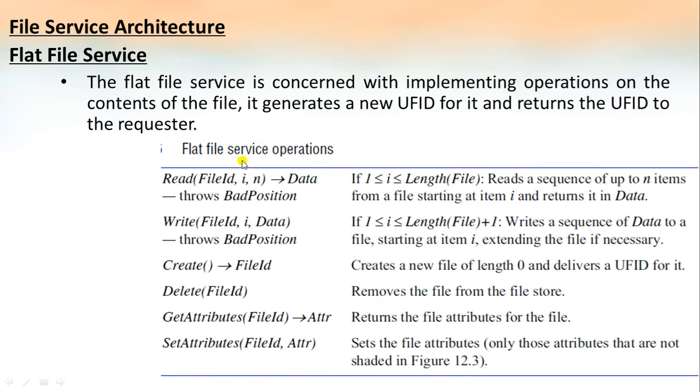These are the various flat file service operations. Read, that means read the content of a file. Write means write a sequence of data to a file. Create, a new file will be created with length 0. Delete, removes the file from the file store. Get attribute, return the file attributes for the file. Set attribute, set the file attributes.